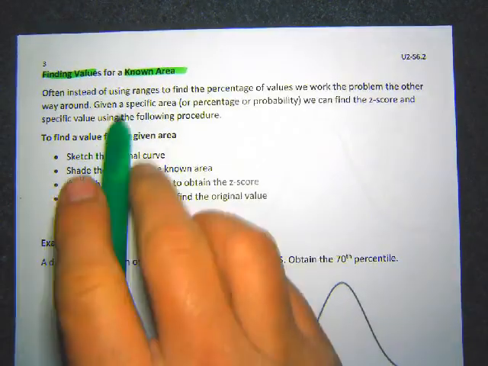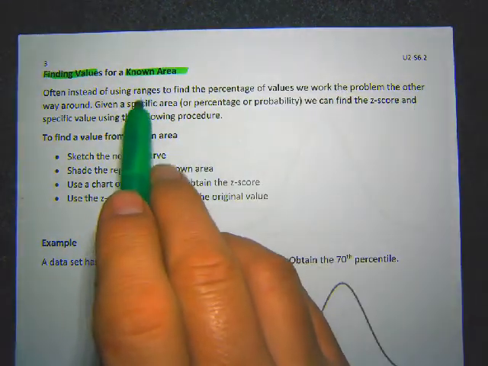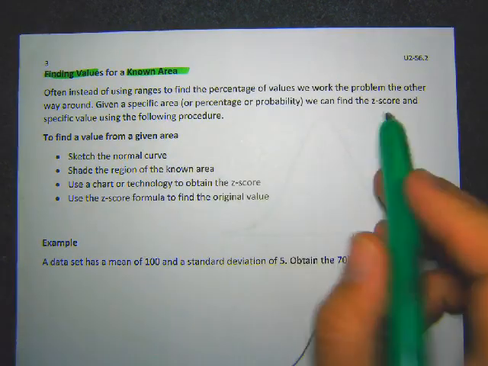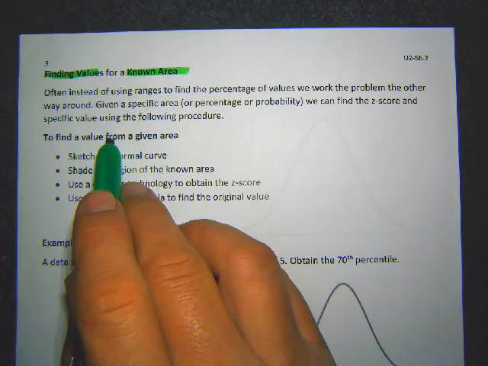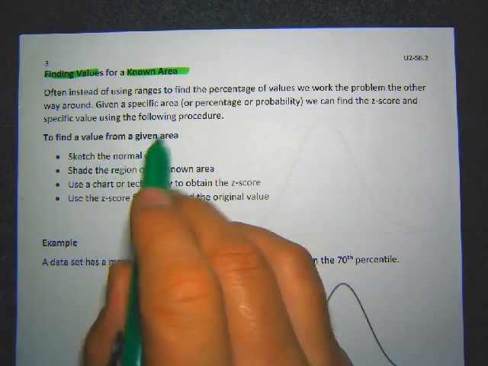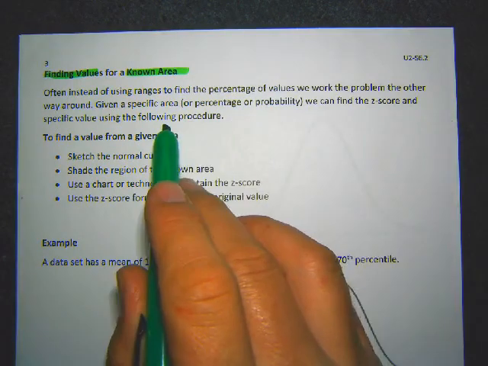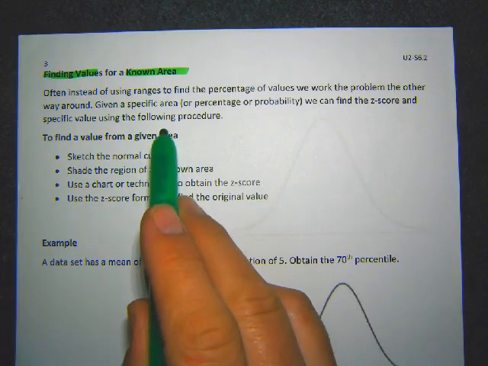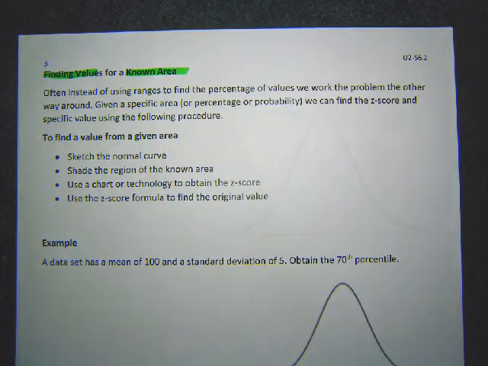So instead of using ranges to find the percentage of values, we're going to work the problem the other way around. Given a specific area, so that gives us a percentage probability area, we're going to find the z-score and then go back and find the value. If we're doing it by hand, we'll have to find the z-score first and then find the value, kind of like we did on the first page. We end up finding the z-score first, just from the other direction. But once we get the calculator, we can skip the z-scores again. We'll see that as we go.